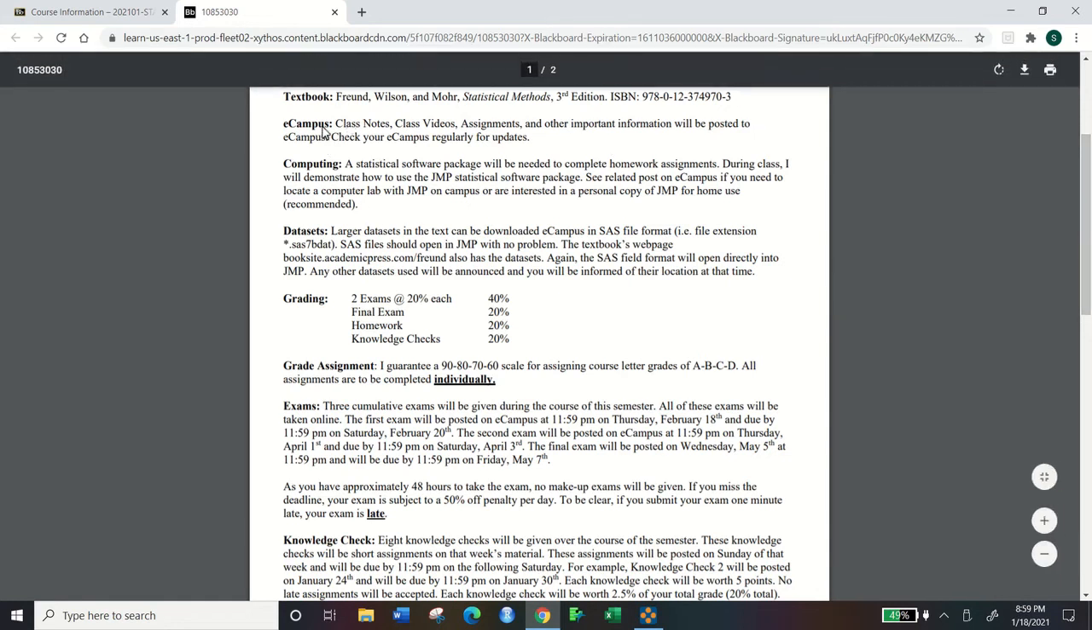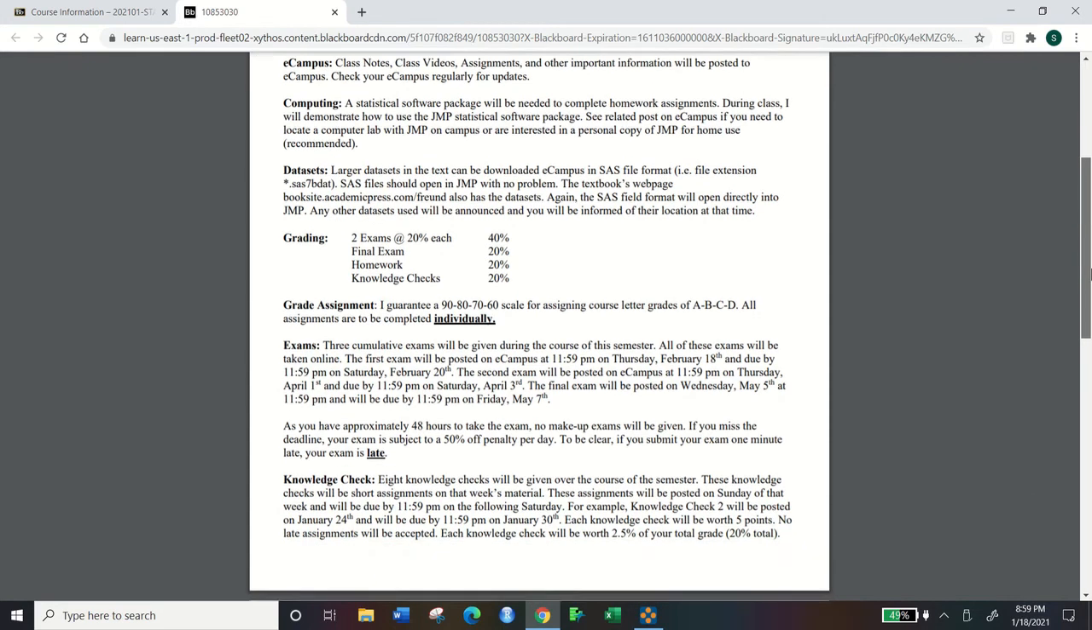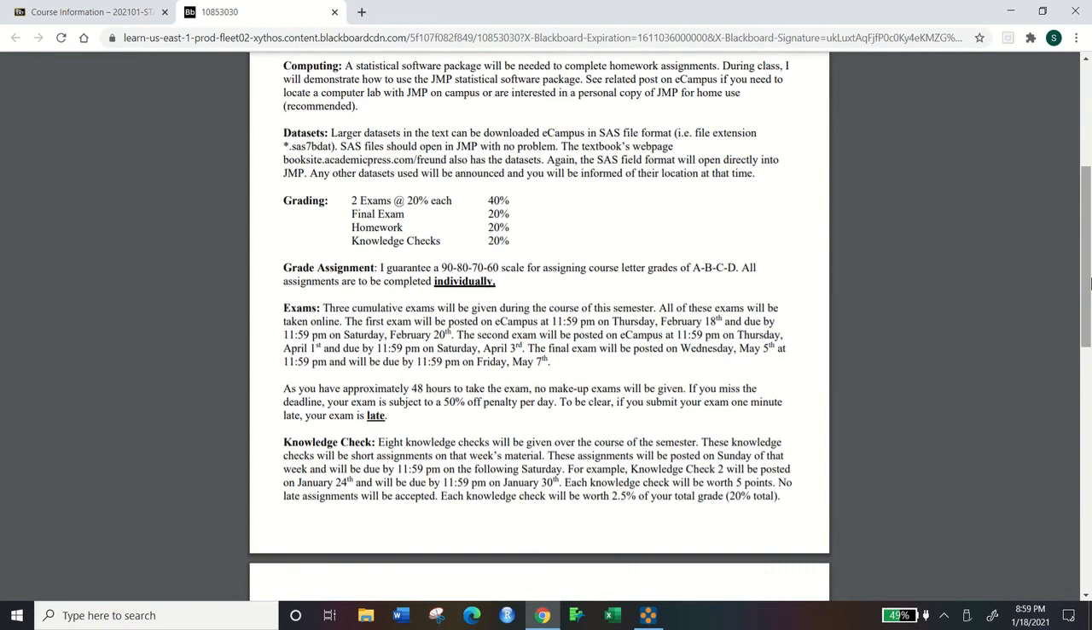So all your notes, videos, assignments, and anything that is important for you guys to know will be on eCampus. Scrolling back one, the textbook. Yes, you need the textbook. That is where I draw your homework problems from, as well as data sets that we use in this course.